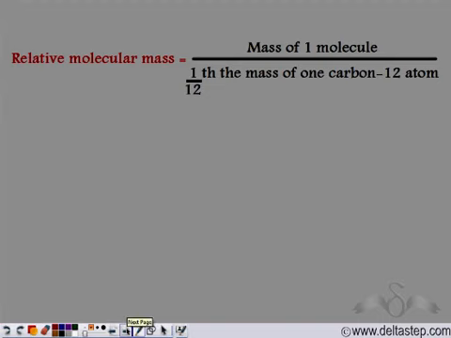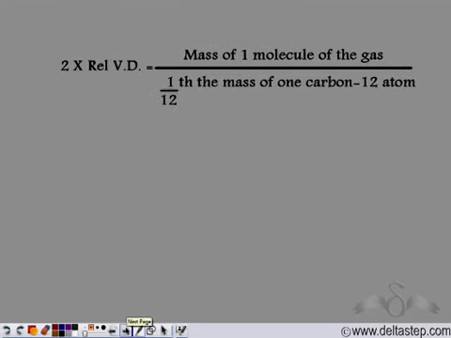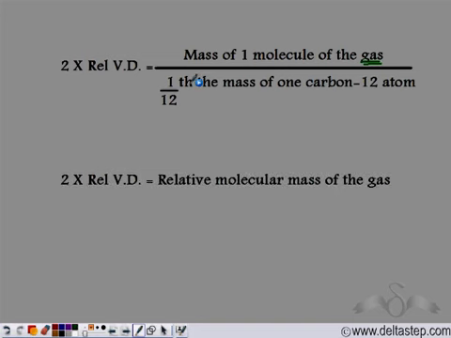The relative molecular mass of any substance is the mass of one molecule divided by 1/12 the mass of one atom of carbon-12. This is what we got here. We got 2 times the relative vapor density equal to the mass of one molecule of the particular gas divided by 1/12 the mass of one carbon-12 atom. So when we look at this, we get the relative molecular mass of the gas. So twice the relative vapor density is equal to the relative molecular mass of the gas.